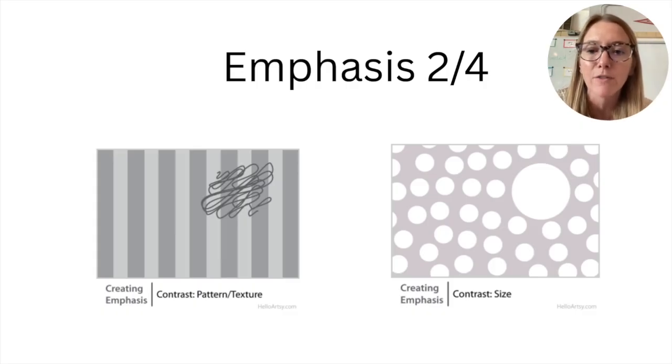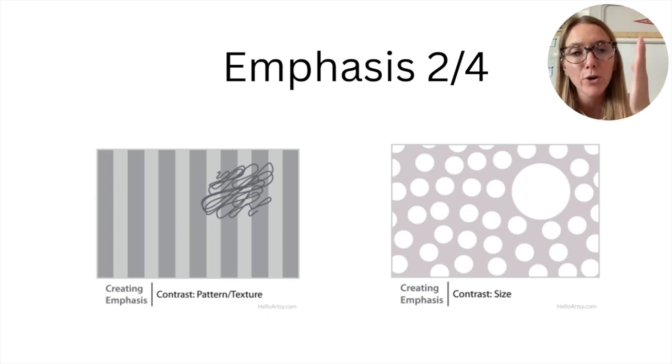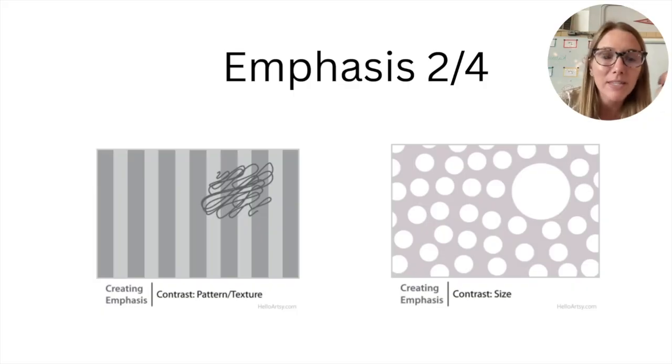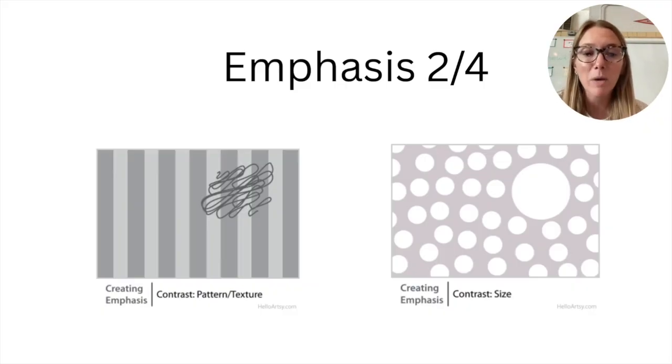Okay. We can also create emphasis when we have contrasting patterns and textures. So taking a look at the first one, we have a bunch of vertical gray up and down lines and then a scribble right over the top of that. And that really draws our attention because it's different. Same thing with size. Even though that big circle is still a circle, it's the same shape, it's the same color, just because the size is different, it's bigger, our eye is drawn to that one.